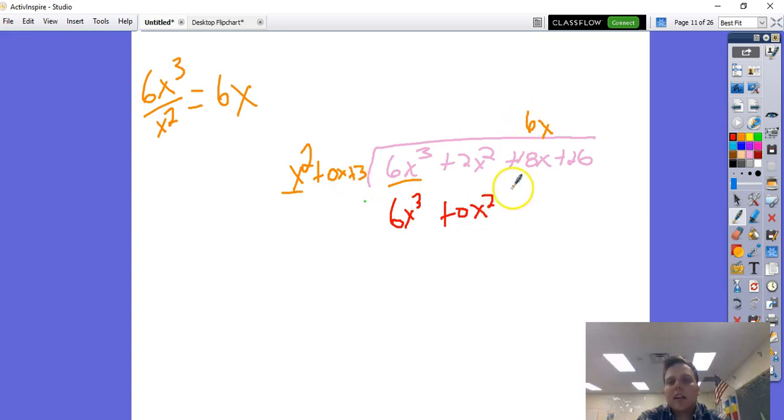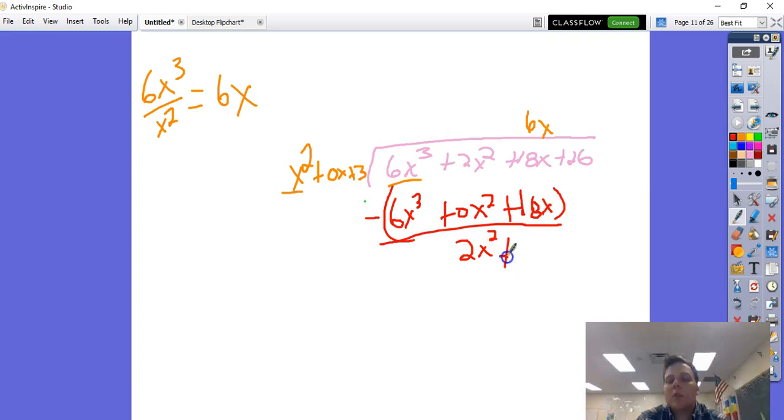6x times 3 is 18x. Okay, so now I've multiplied, so now I do a whole lot of subtraction. 6x cubed minus 6x cubed kill each other off. 2x squared minus 0x squared is 2x squared. 18x minus 18x kill each other off.